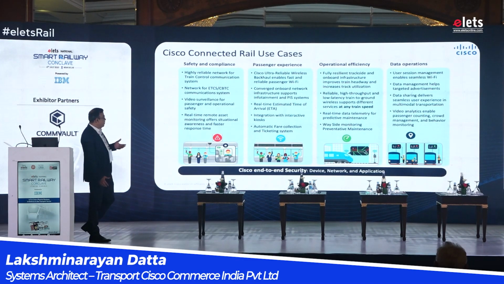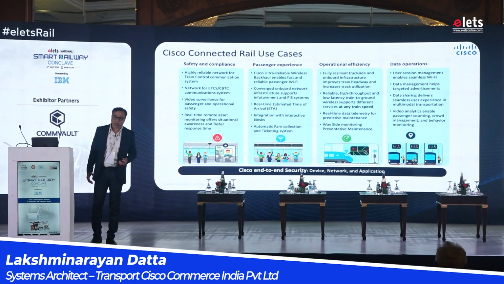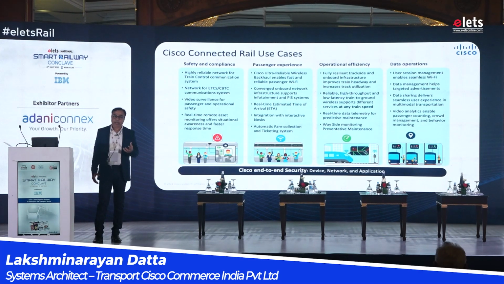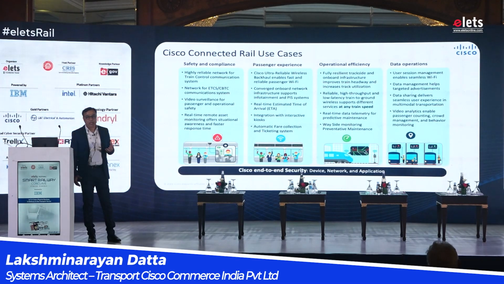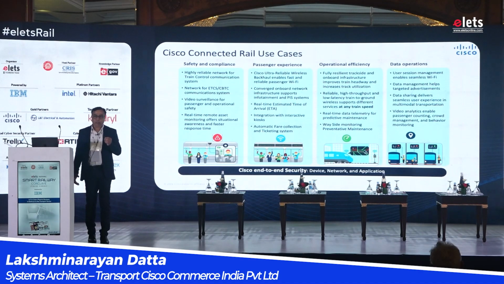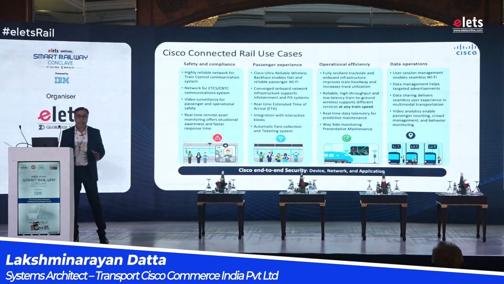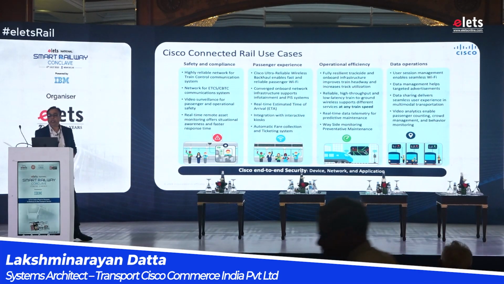Obviously, the other thing is reliable high throughput. When you talk about the video surveillance system inside the coach, we need some kind of high throughput video surveillance connectivity for train to track communication. And that is not LTE, that is the Cisco Ultra Reliable Wireless Backhaul we do. We give a bandwidth guarantee of 500 Mbps for train to track communication at any speed. And wayside monitoring is also there, for predictive maintenance.